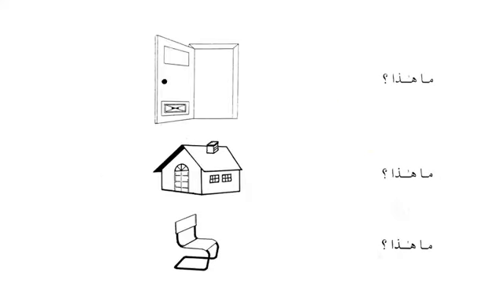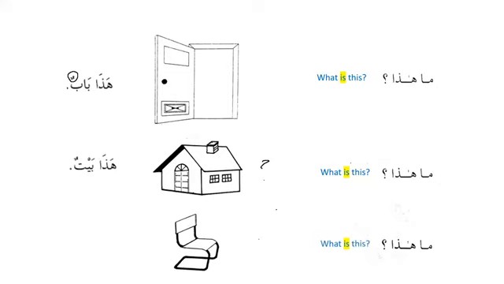Ma hadha. What is this? Hadha babun. This is a door. Ma hadha. What is this? هذا بيت. Excellent. Please focus on the ending. Very important. هذا بيت. هذا باب. ما هذا? What is this? هذا كرسي. It is a chair.